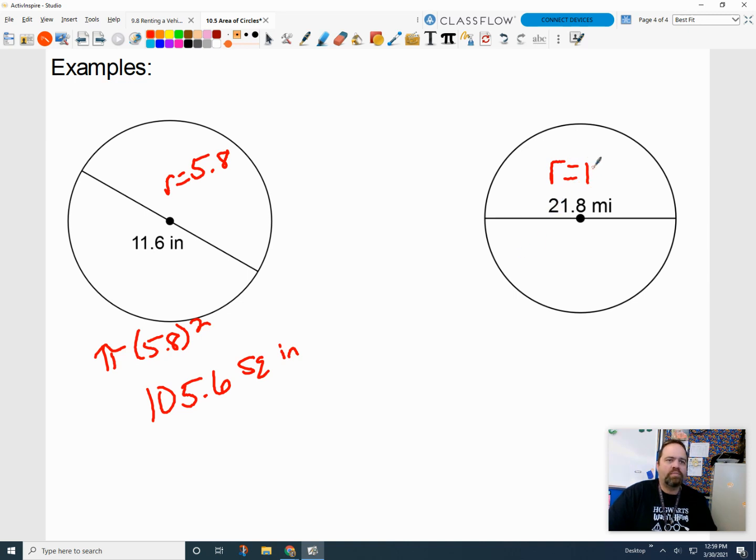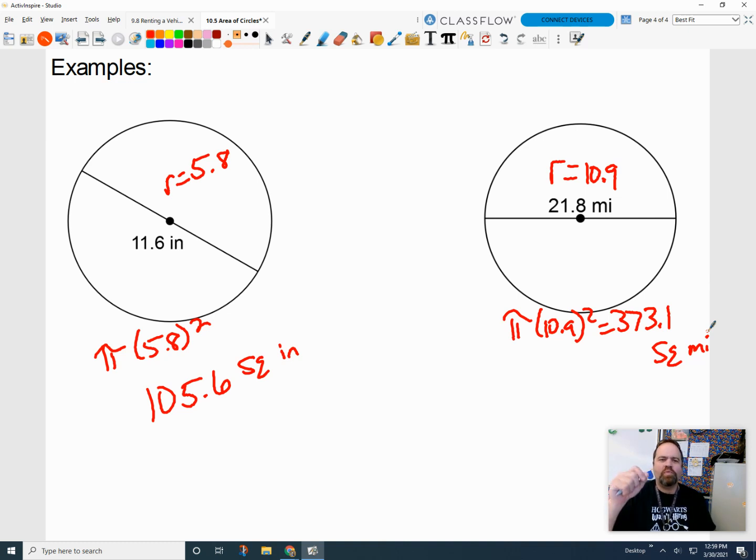And same thing over here, I've got to divide this by 2 to get my radius value, which is 10.9. So pi times 10.9 squared is 373.1 square miles. Just do the calculations, round to the nearest tenth if you need to.